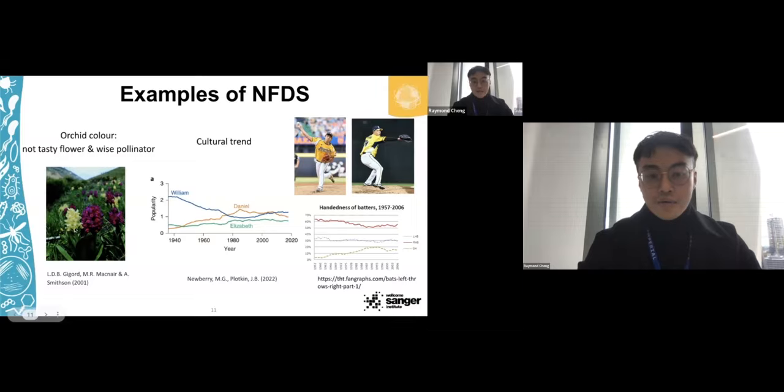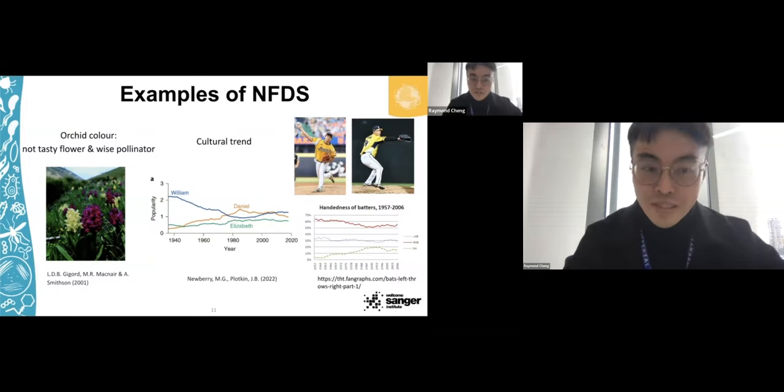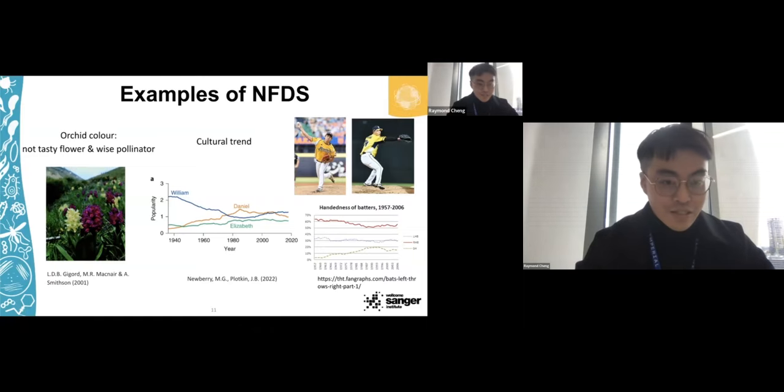And then the yellow type will increase its frequency. But once the yellow type becomes too common, then the pollinator will learn that, oh, the yellow type is not tasty. So they will turn back to the purple type, and the cycle will continue.